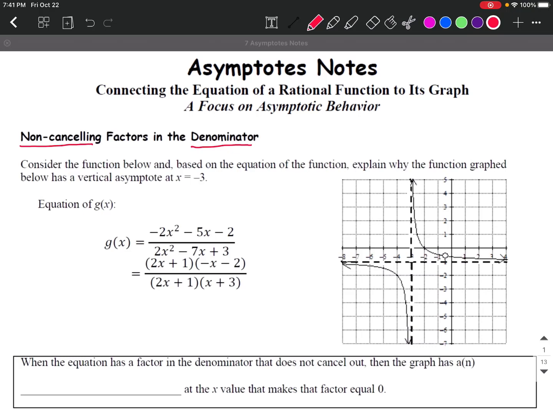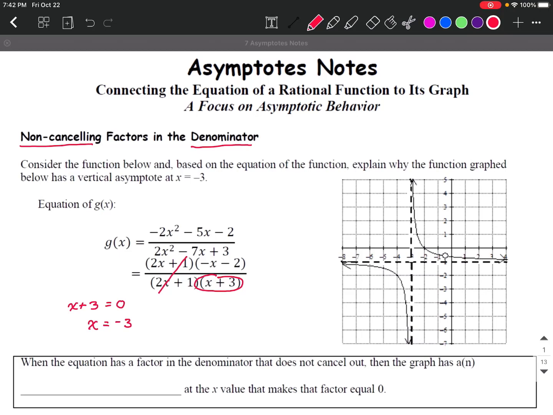So we're going to consider this function g of x below, and based on the equation of the function, explain why the function graph below has a vertical asymptote at x equals -3. Here's the function g of x, and they factored it for us. The common factor 2x plus 1 would cancel out. That leaves a non-canceling factor in the denominator of x plus 3. If we set x plus 3 equal to 0 and solve, we have x equals -3. And notice, that's exactly where we had the vertical asymptote.